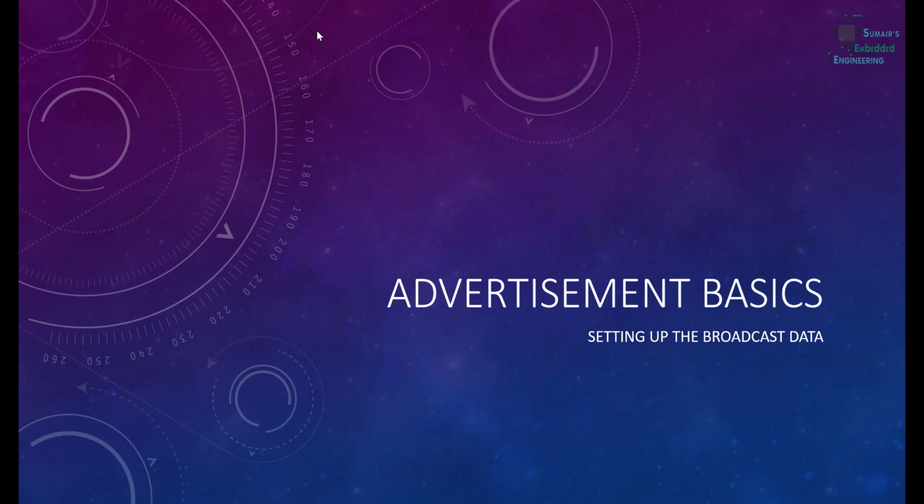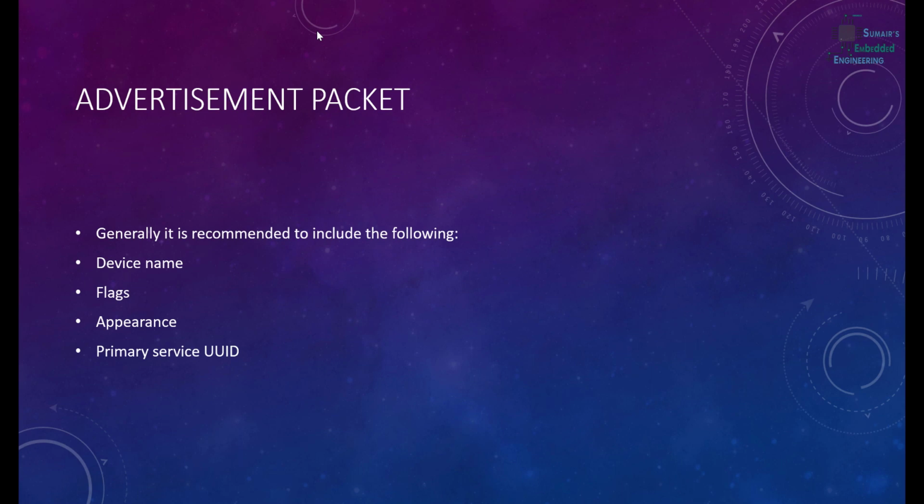So in advertisement we have to see some of the stuff before we program. So in BLE, the peripheral device has to advertise some data so that the master device can read this data, and then it can get the information of the device, like the device name, and is it connectable or not, what is the appearance of the device. For example, is the device a keyboard or a mouse type or any other type, and also the primary service UUID, which will show what services this device provides.